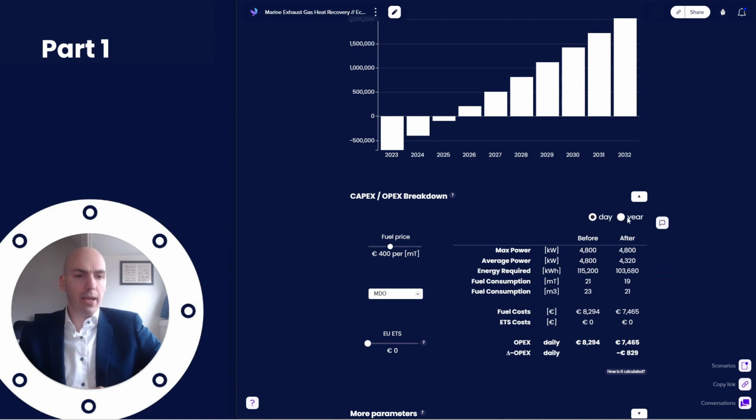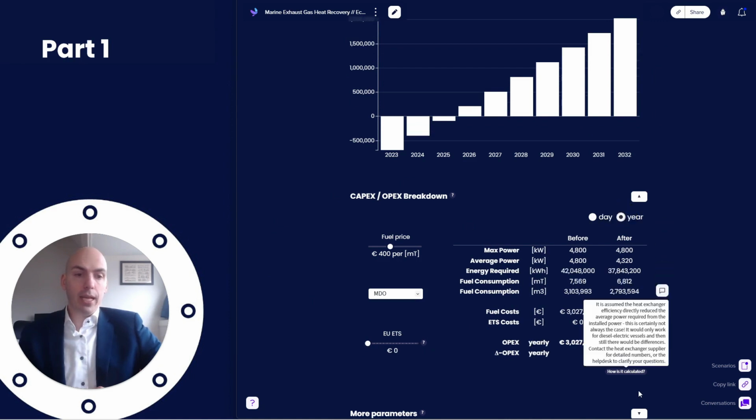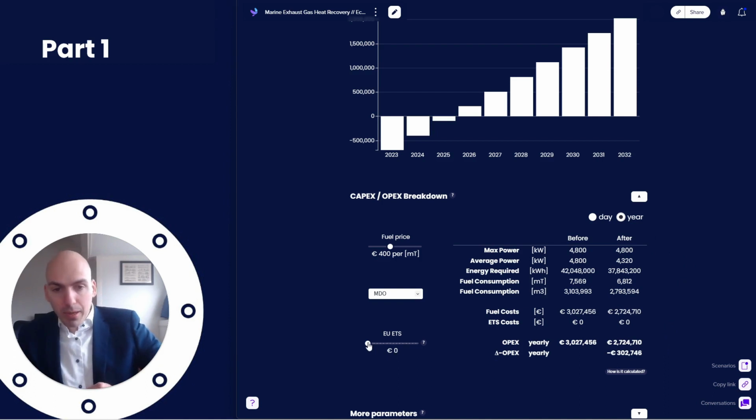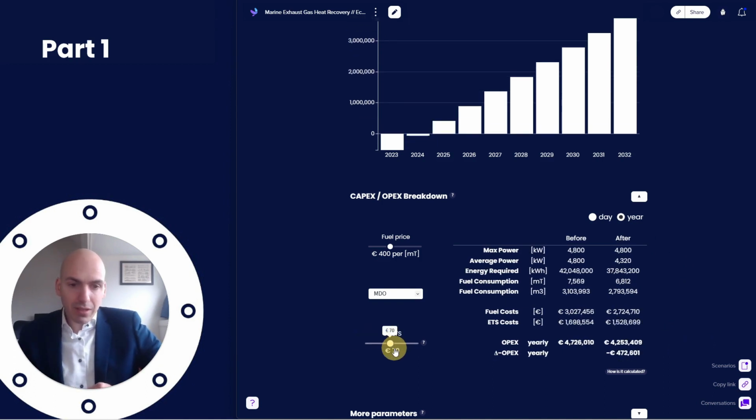And here you see the OPEX breakdown per day or per year. That's a quick estimate for you to see how much money you can make with these kinds of systems. And there I'm going to slide back from zero to roughly 70 or 80 it is now. There you can see that the difference in your OPEX per year is almost 200,000 if you have a carbon tax of 70 euros, which, you can never guess the future, but that's probably going to be the case in 2027, or at least then ship owners sailing around in the EU will pay 100% allowance.